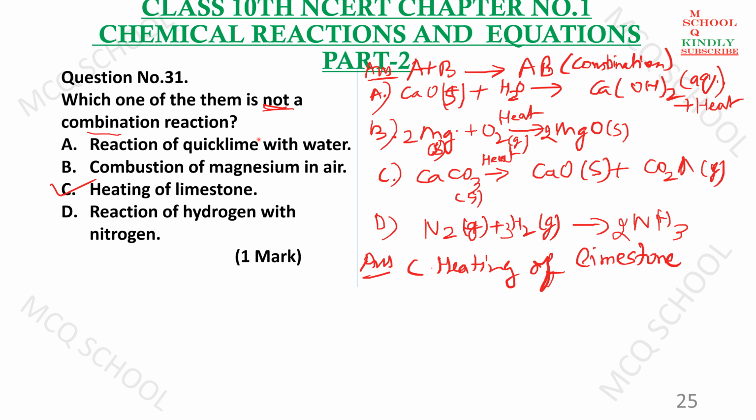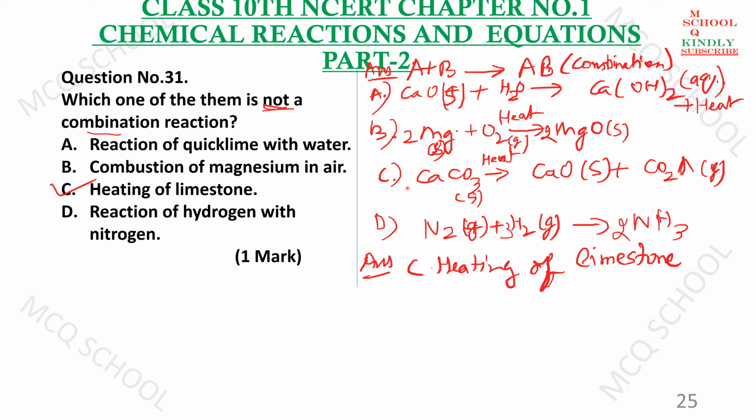Let us check which of the four is not a combination reaction. We know what a combination reaction is. In representation we can write A plus B converts to AB. In the case of quicklime, calcium oxide reacts with water to form calcium hydroxide, so it is a combination reaction, A plus B to AB. Similarly, magnesium reacts with oxygen of air to form magnesium oxide, so this is also a combination reaction. D, the reaction of hydrogen with nitrogen forms ammonia, this is also a combination reaction.